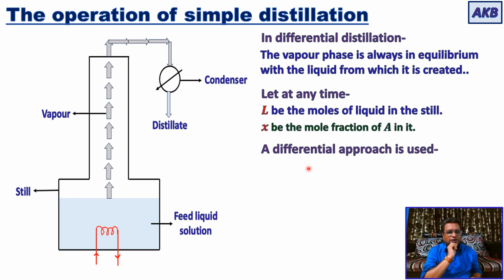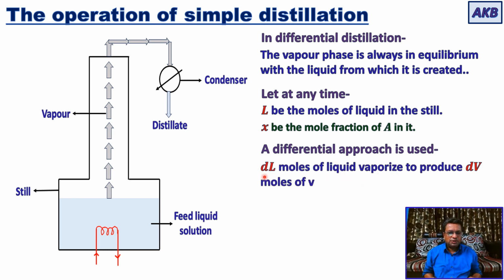Now, a differential approach is used since it is a combination of successive flash distillation steps, and in each flash distillation step an infinitesimal, or differential, amount of liquid solution is flash vaporized. So we need to use a differential approach to deal with this problem. So what is the approach? We are going to consider dL moles of liquid vaporizing to produce dV moles of vapors.